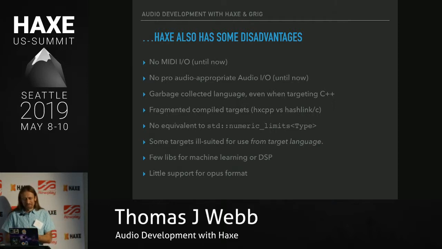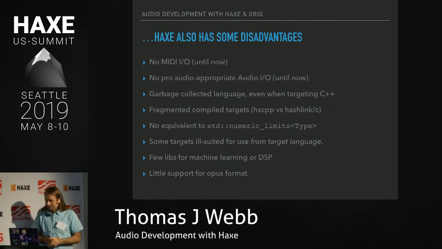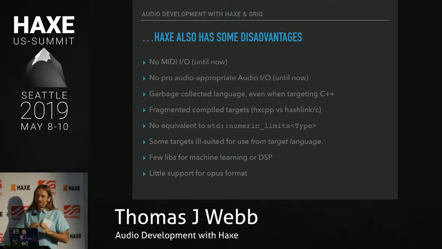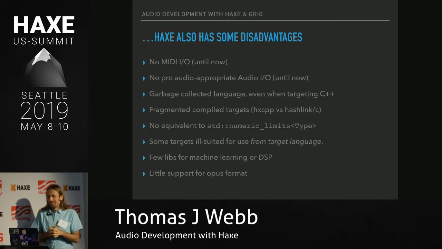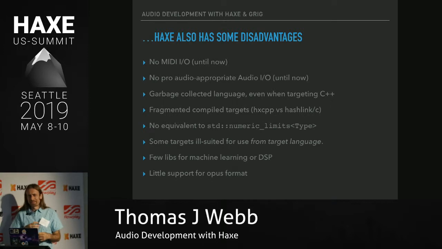And then the next one is that some targets are not well suited to use from that target language. One use case for Haxe is I write code in Haxe and then I create an application. The application is a black box. It's not really meant to be used directly by programmers. It's meant to be used by the end users. But another use case is I want to transpile to a given target, and I want coders in that target to be able to use that generated code.